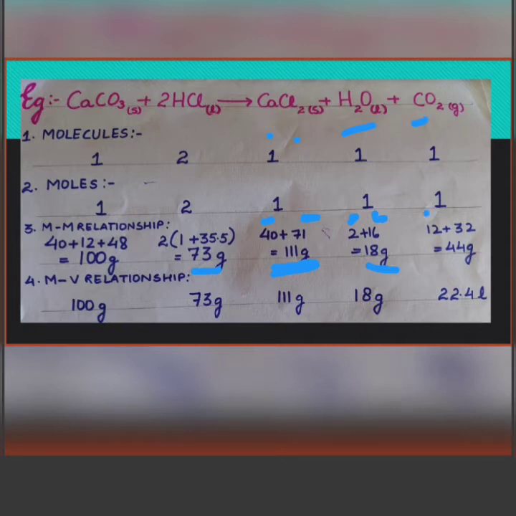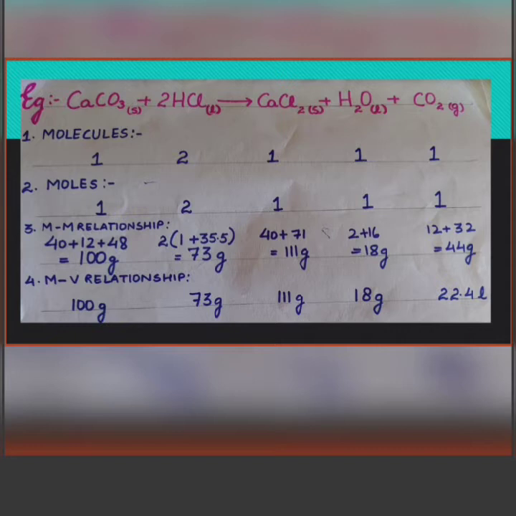Carbon has atomic mass 12 and oxygen has atomic mass 16. That is for one atom. There are two atoms present here, so 16 times 2 is 32. So 12 plus 32 is 44 gram. So this is how we calculate mass of these compounds.